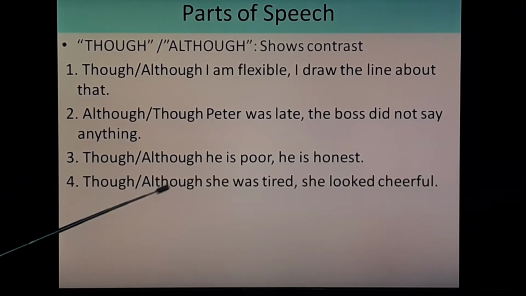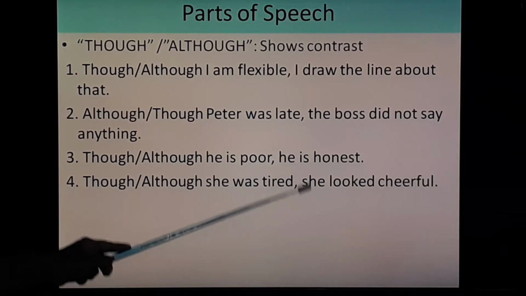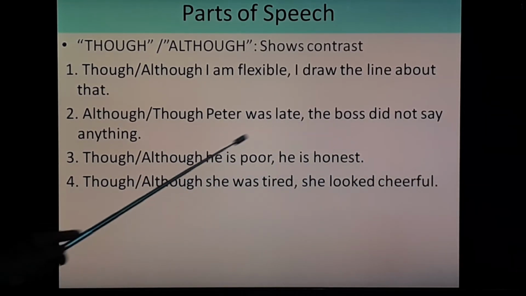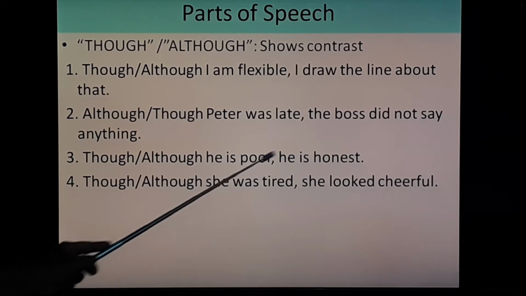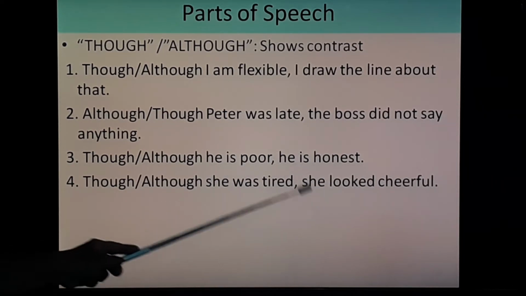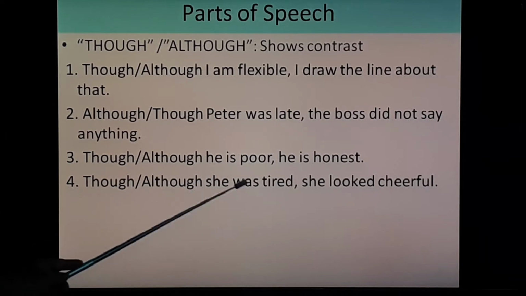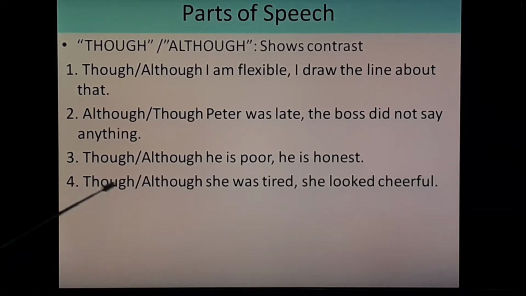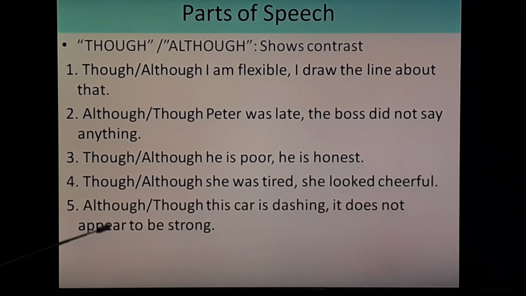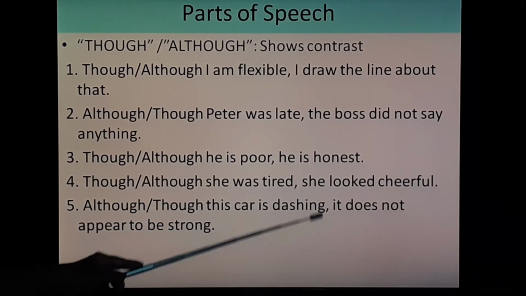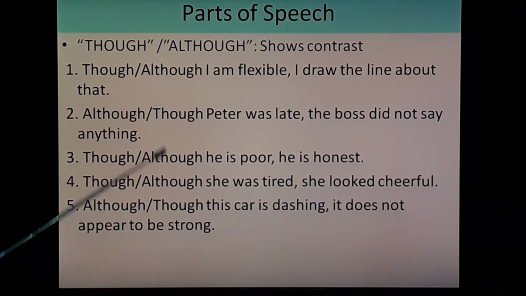Though or although she was tired, she looked cheerful. So both sentences or statements are in contrast. That is why, to indicate contrast, we have used here though or although. Next, although or though this car is dashing, it does not appear to be strong. So, contrasting ideas. That's why here although or though I have put.